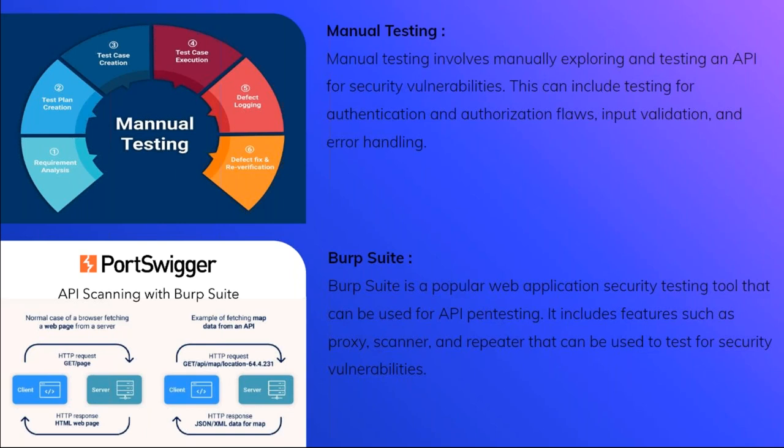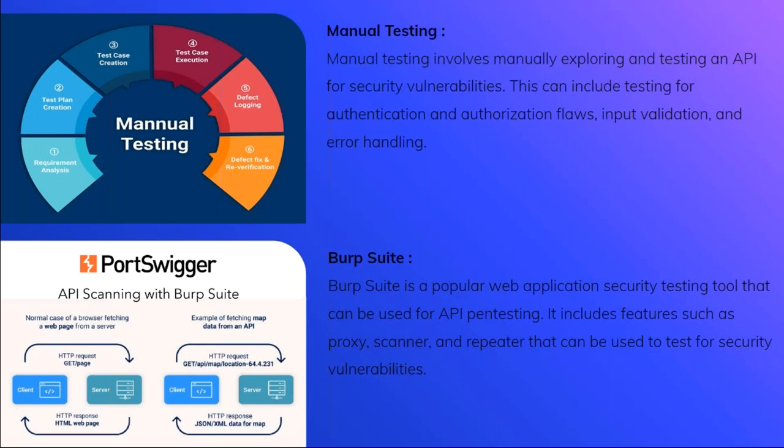There are six steps in manual testing: requirement analysis, test plan creation, test case creation, test case execution, defect logging, and defect fix and re-verification. In the first step, requirement analysis, we check all endpoints. Second, we create a plan for how to test the API's functionalities. Third, we create test cases for endpoints. Fourth, we execute the test cases. If we find anything, we log it, and then in the sixth step, the developer fixes the configs or functionalities that were identified in test case execution.